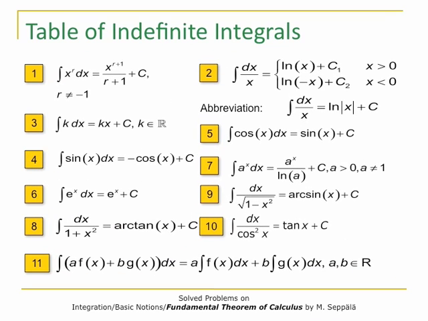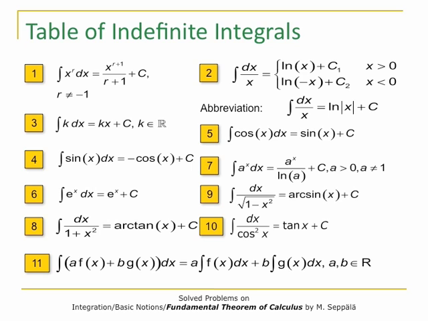The following table of indefinite integrals is useful in computations. It has been obtained from the corresponding table for derivatives. The first rule says that the indefinite integral of x to a power r dx is x to the power r plus 1 divided by r plus 1, plus the constant of integration, and this assumes that r is different from negative 1. If r equals negative 1, then r plus 1 is 0 and we cannot divide by it.